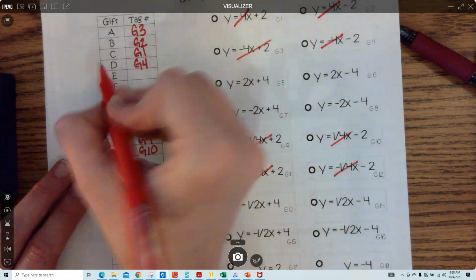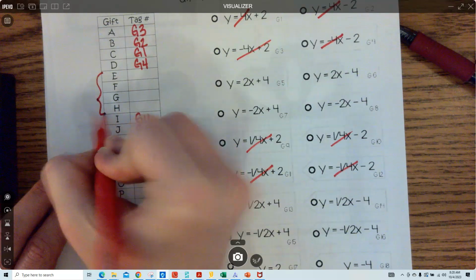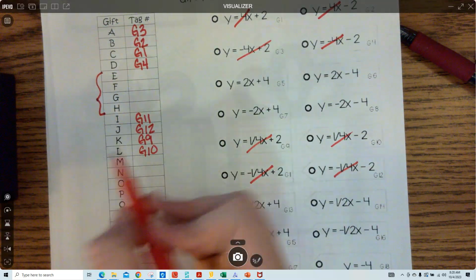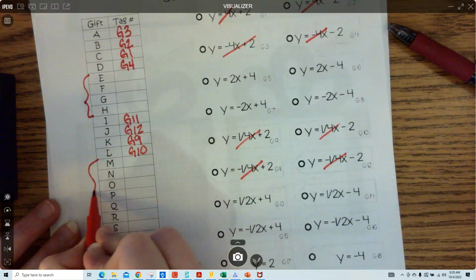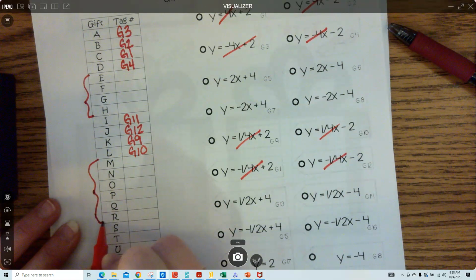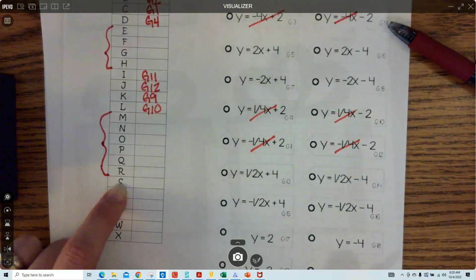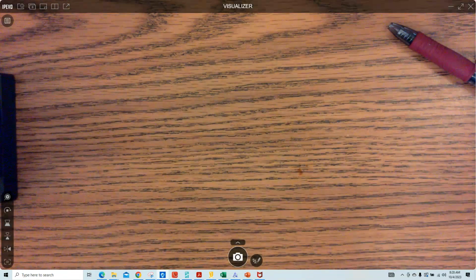So you're going to do E through H, and then you're going to do M through R. Those are yours. Let's go to S. These are our special cases. So this is the new piece that we're adding on today.